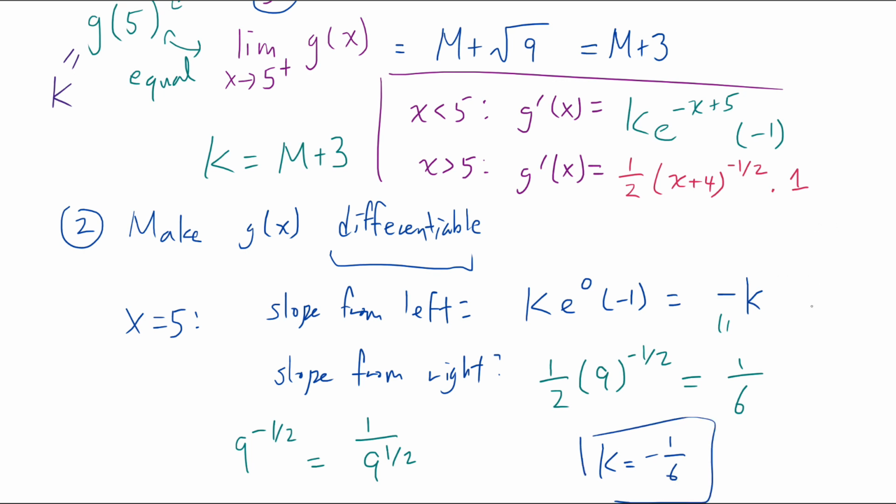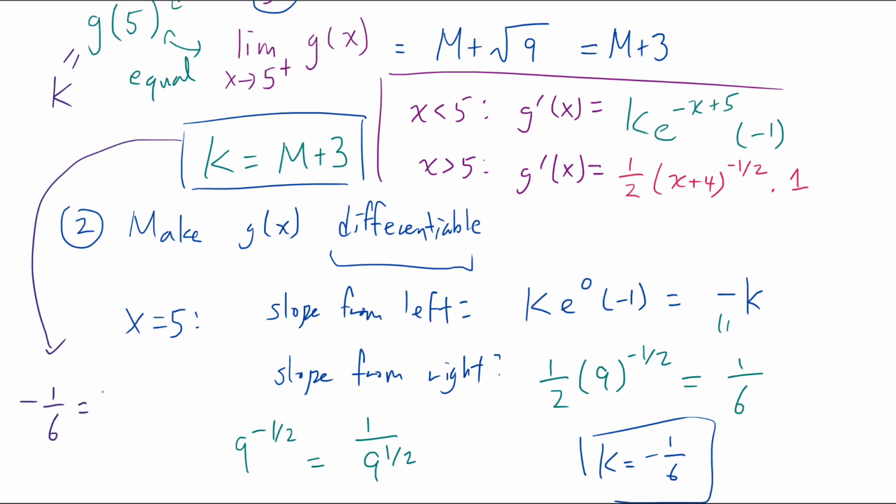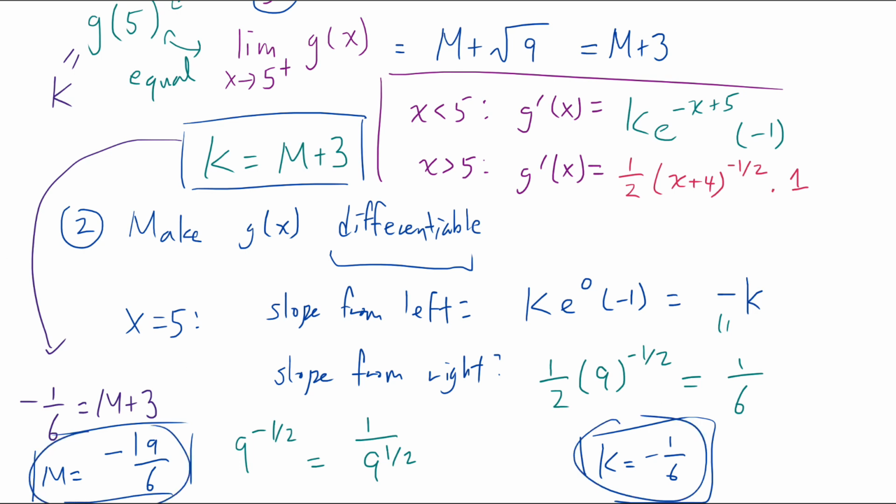So we found k. Now remember that we had this equation from the continuity constraint. It's getting a bit messy, but hopefully you can follow: it is negative 1/6 equals m plus 3. And from this equation, we see that m must be negative 1/6 minus 3, or negative 19 over 6. So our final answer is that k has to be negative 1/6 and m has to be negative 19/6.